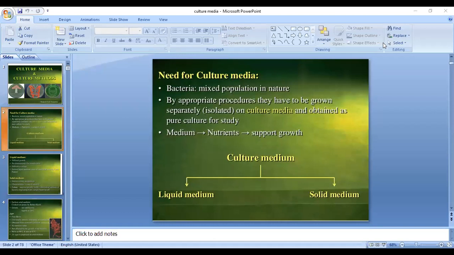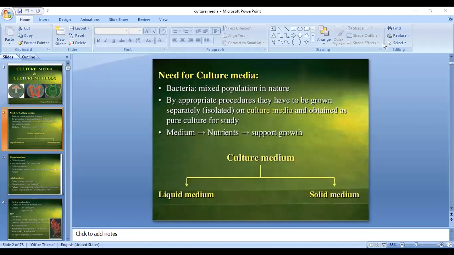Everyone. Today's topic is culture media and culture methods. Now let us understand what is culture media. Culture media is the food for microorganisms which we need to prepare to grow them in a lab.